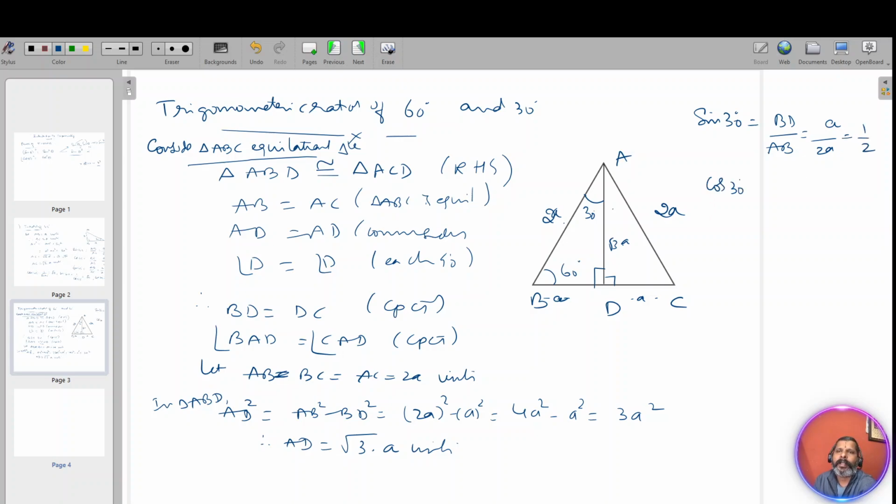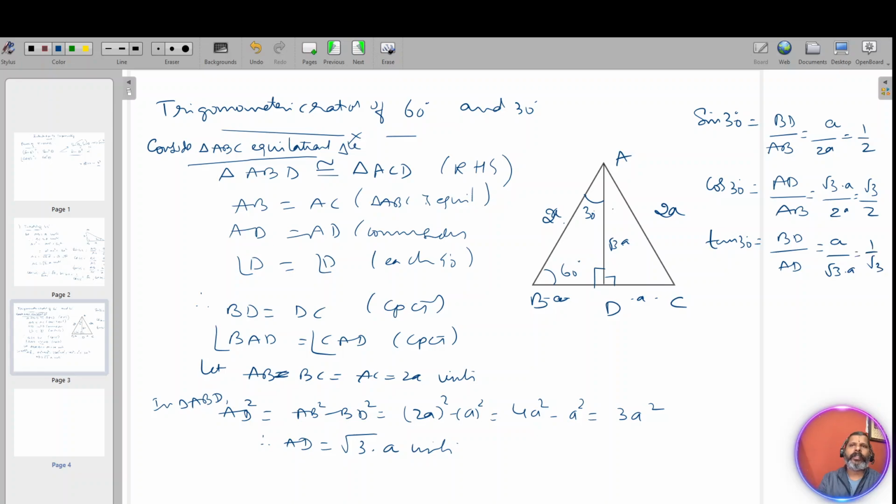The a cancels. Cos 30 is what? Cos 30 is nothing but adjacent by hypotenuse. What is adjacent? AD. Hypotenuse is AB. AD is root 3 into a, and AB is 2a. That is root 3 by 2. Cos 30 is root 3 by 2. Tan 30 is how much? Opposite by adjacent. Opposite is BD, adjacent is AD. BD is a. Adjacent is root 3 into a. That is 1 by root 3.